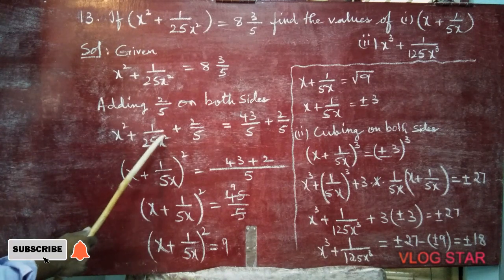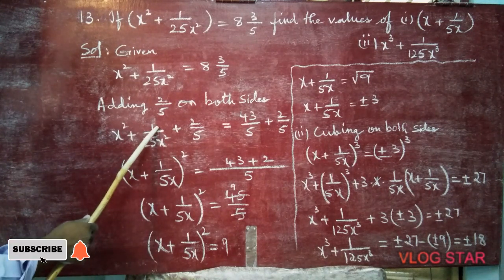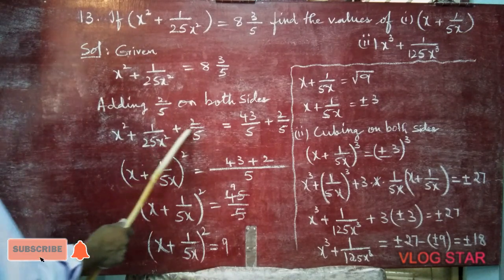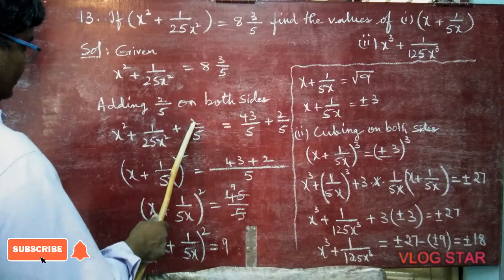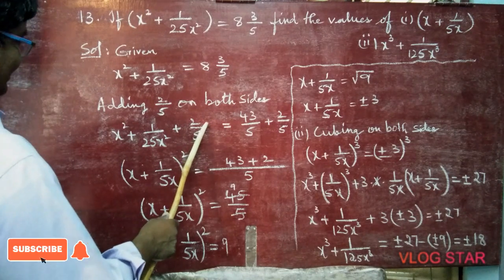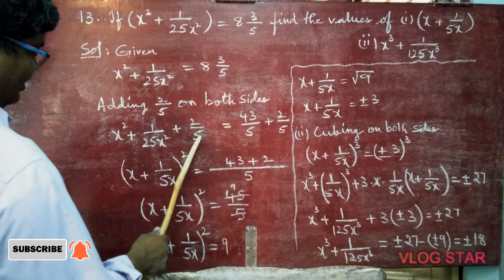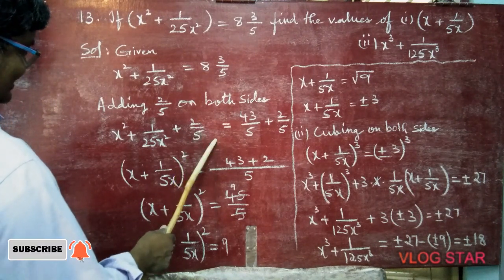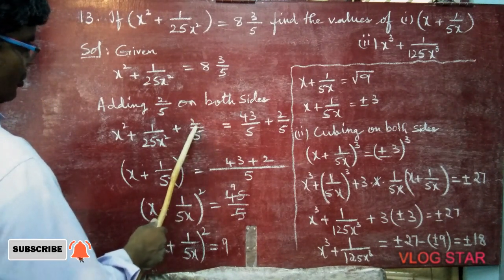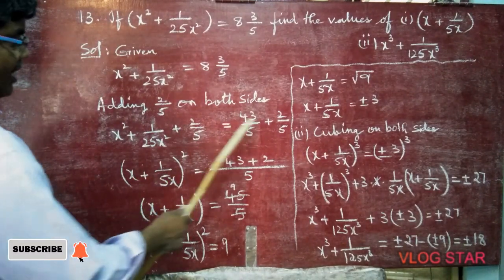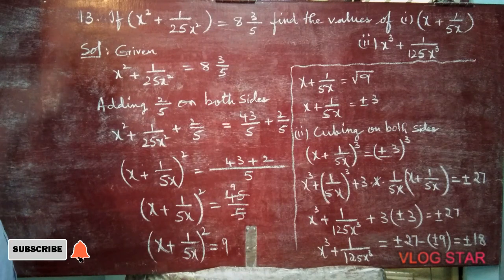a square plus b square. b square means 1 ones are 1, 5 5 is 25 x square, plus 2ab. 2 into a is x, b is 1 by 5x. When we simplify, 2 by 5 is remaining. x gets cancelled. So 2 by 5 will be remaining. So we are adding 2 by 5 on both sides.